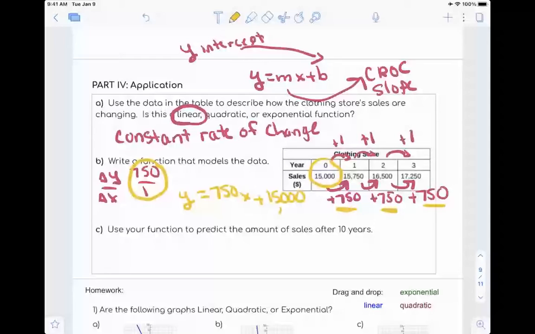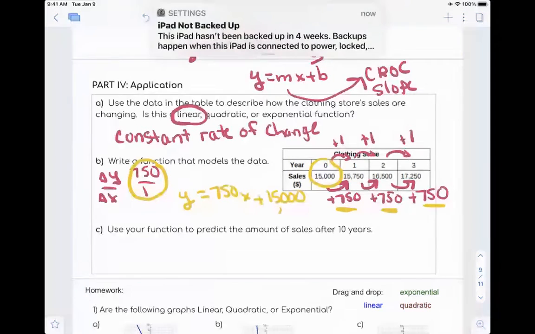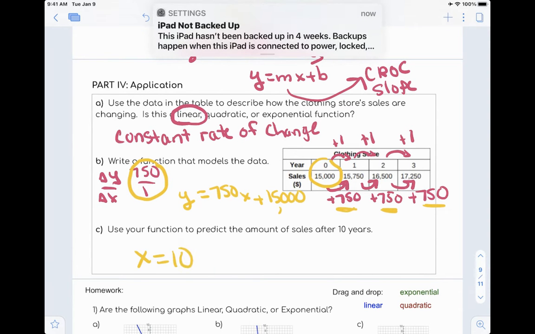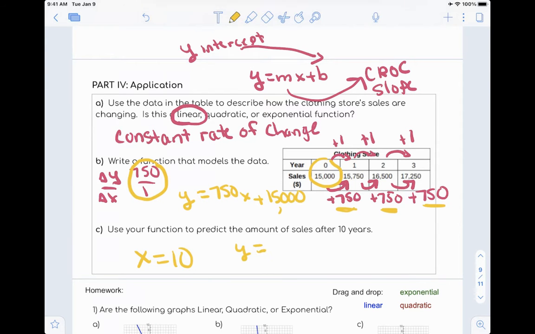Okay, so now we're going to use our function to predict the amount of sales after 10 years. So after 10 years, x equals 10. What's that going to look like? Well, we're going to sub it into our equation. Y equals 750 times 10 plus 15,000. All right, so I hope you know just to tack on a 0 when you multiply by 10. So that's 7,500 plus 15,000.